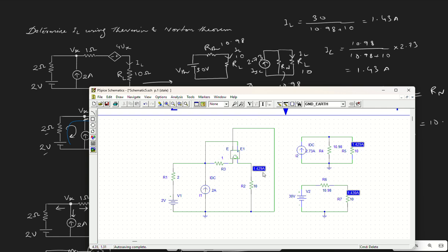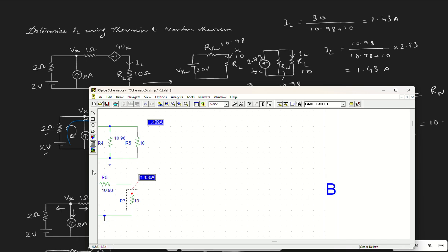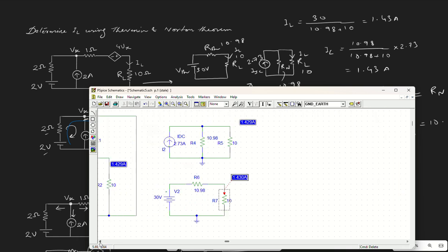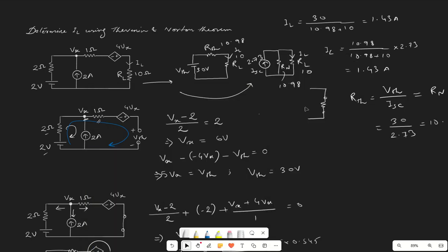So when we run this, we obtain the value of IL to be 1.429, and when the same circuit is applied with the Thevenin and Norton equivalent circuits, we also get the same answer. So that means whatever we determined is correct, and it is proved by the simulation results. This is how we can solve any circuit containing a dependent source, determine the equivalent Thevenin and Norton circuits, and determine the current using the Thevenin Norton theorem.